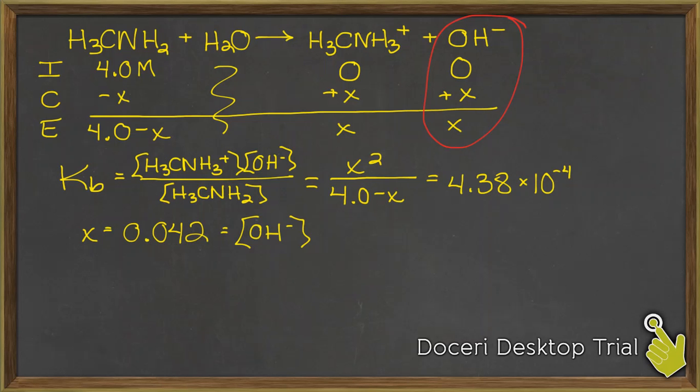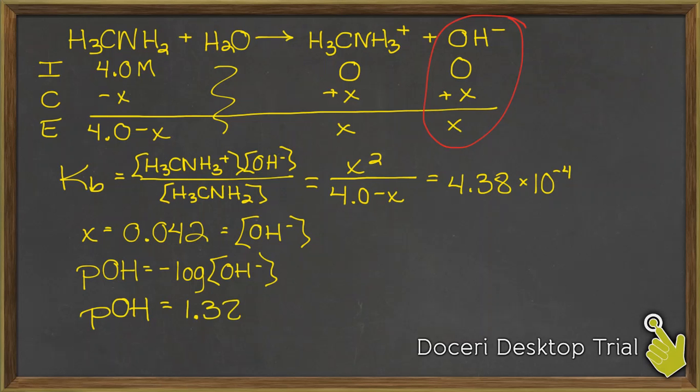We're still looking for the pH as our final answer, but maybe it would be a little bit easier to find the pOH first. Here's the formula for that. Plug in that value for the OH minus. And we should get that. Remember, how do you go from a pOH to a pH? You do 14 minus that number, so here is our final answer.